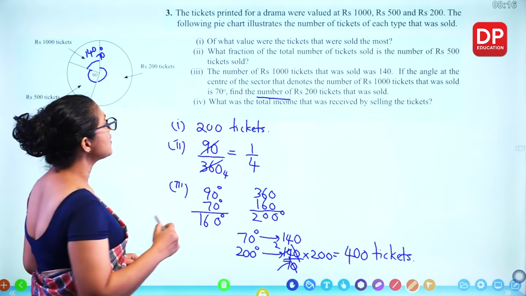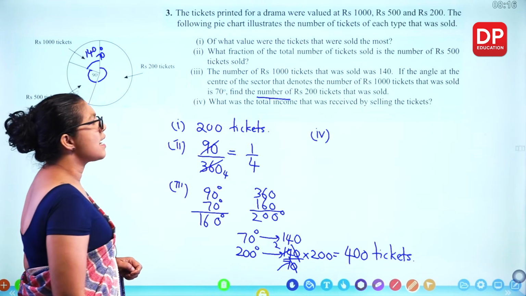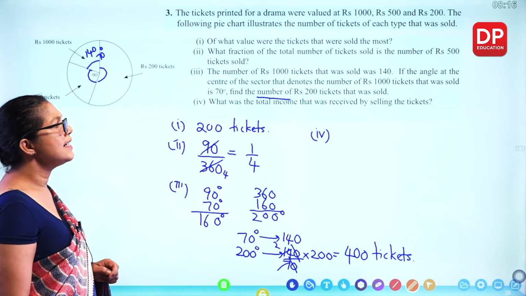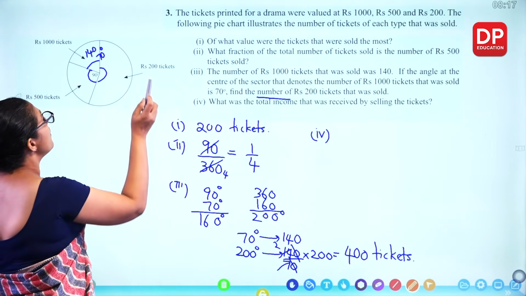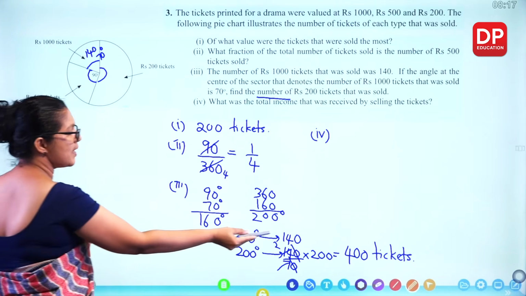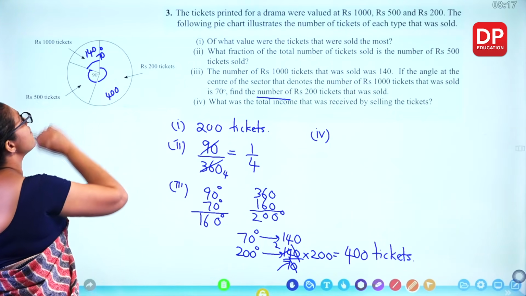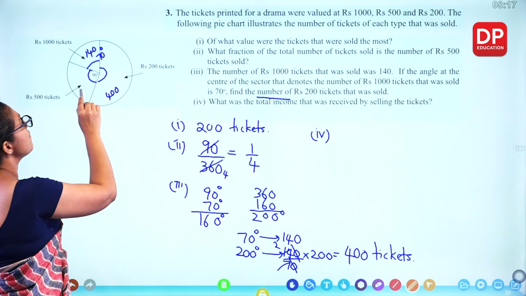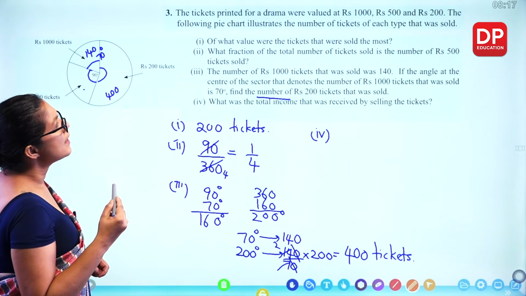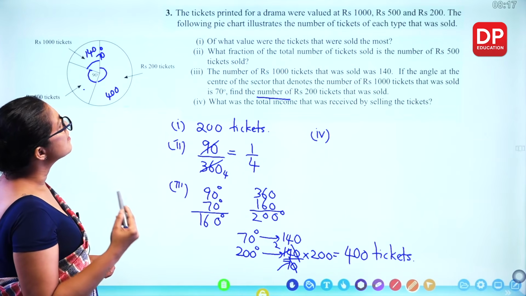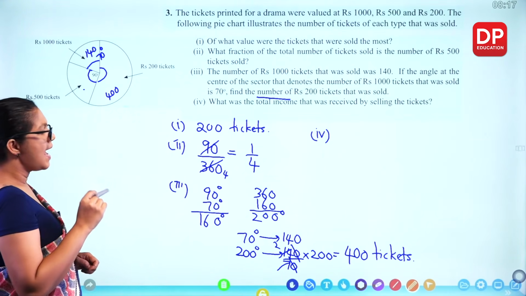And the fourth part, what was the total income that was received by selling the tickets? Now we can write down the values. Now here there are 400 tickets here and 140 tickets here. Now we can find out how many for this one. So altogether, is there a total number? No. So we can find out using the angle.